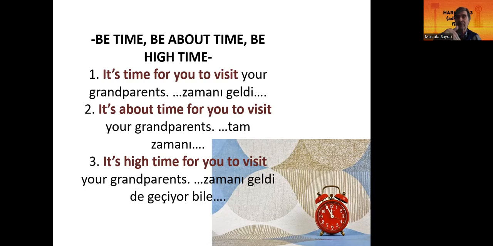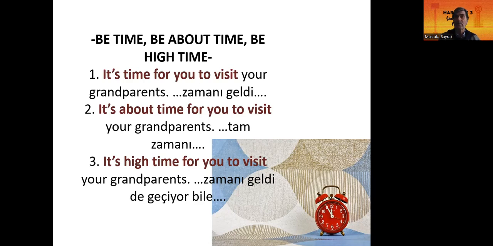Now, on the next page, you will see a different way of giving that kind of message. I think this is the third time that I am reading it. It's time for you to visit your grandparents. Two, it's about time. It's about time for you to visit your grandparents. Do you see the difference? But what about the third? It's high time for you to visit your grandparents.